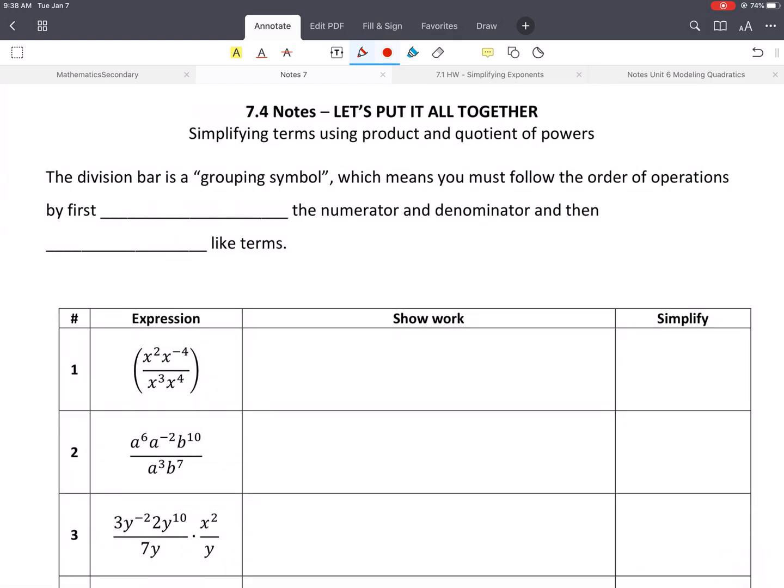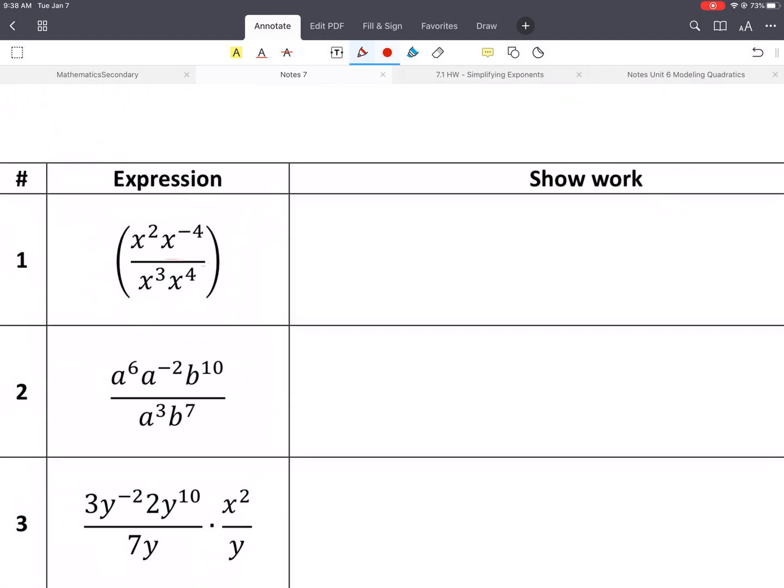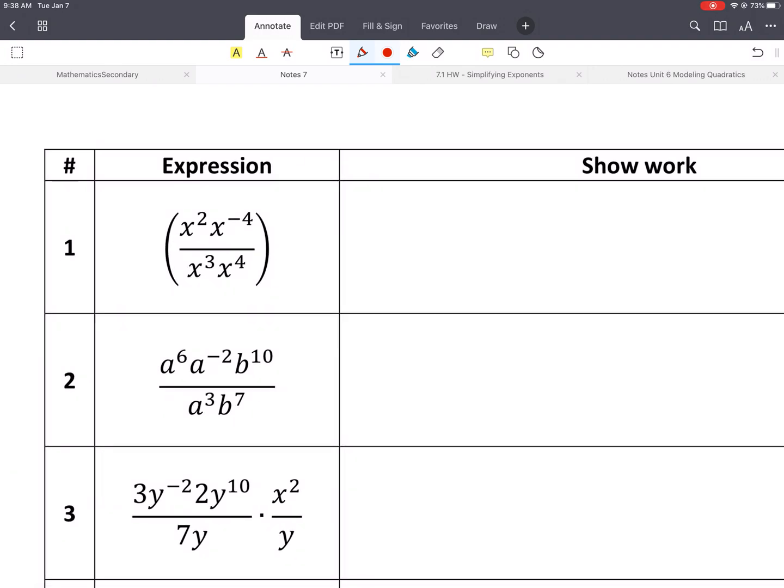Okay? So a lot of these, let me just read this. It says the division bar, like right here where I colored that red, that is a division bar. It's a grouping symbol, which means that we have to follow order of operations. We first want to simplify the numerator and then the denominator, and then we'll combine like terms.